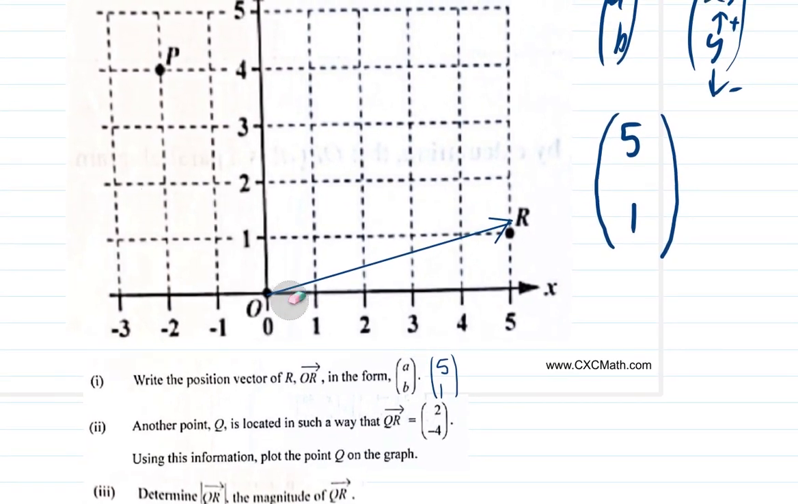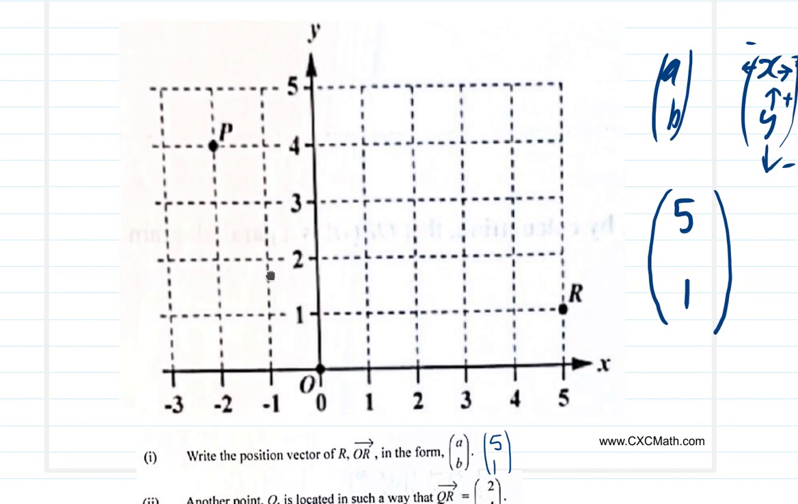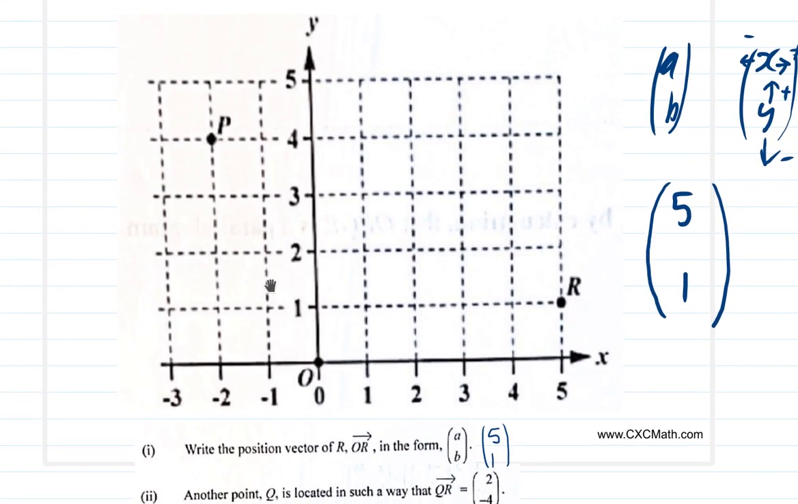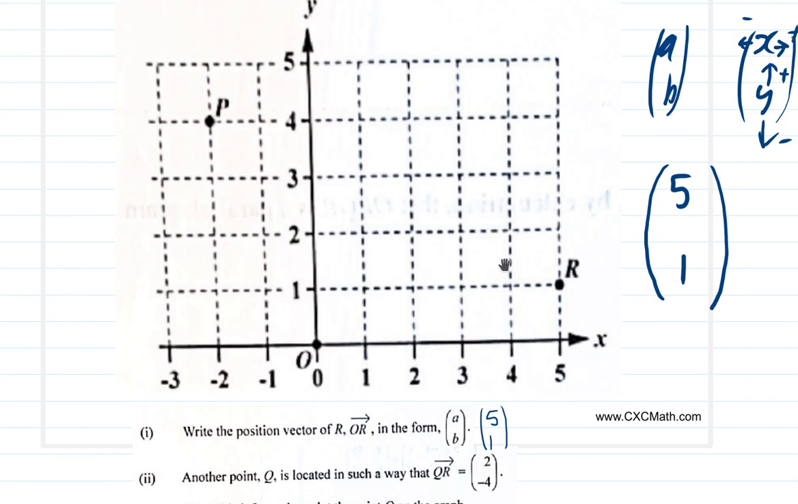Now, just erase this. The next part says, another point Q is located in such a way that QR is 2, negative 4. Using this information, plot the point Q on the graph. Okay, so pause the video and go ahead with that. Alright, what did you do? And if you had printed the past paper, you would have had the graph to deal with. If you didn't, you could just quickly use a graph paper or line it up on plain paper and do it.